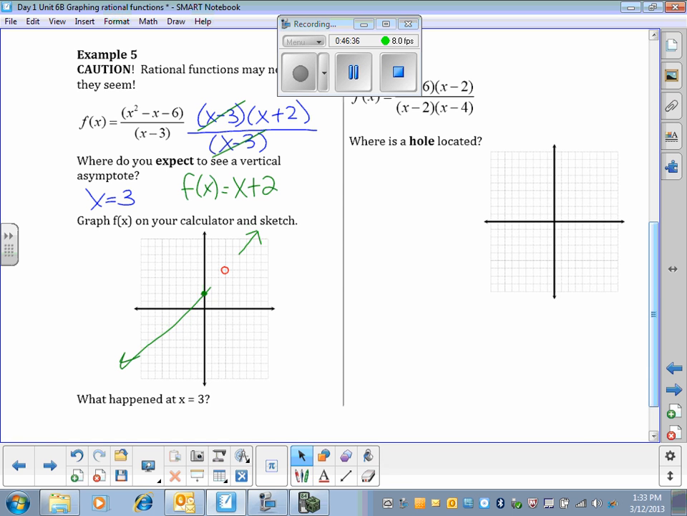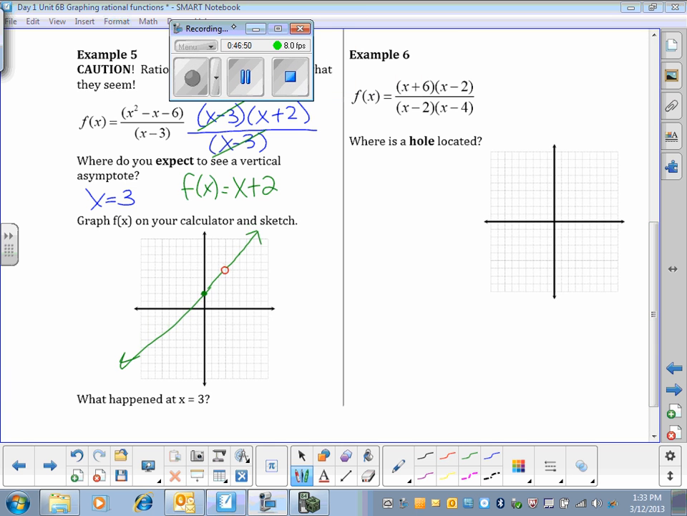It was something like this if you were to graph it. So just so we look at this, where's the hole over here, you guys? What are we going to cancel? The x minus 2. So where's the hole? At 2. x equals 2. Good.